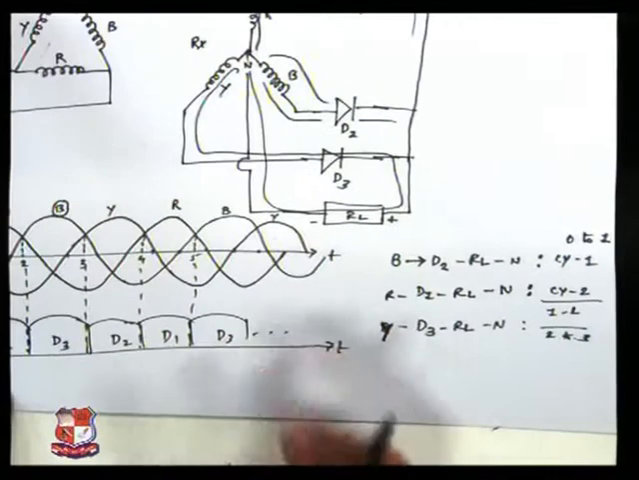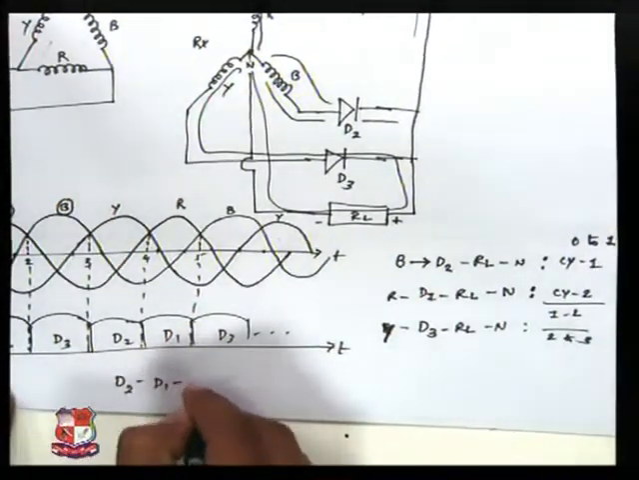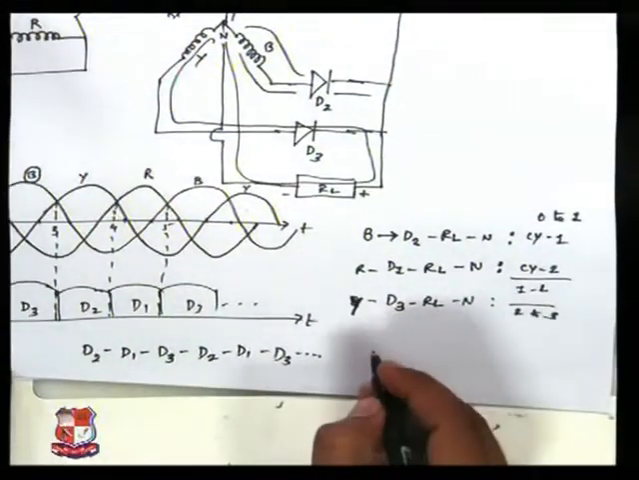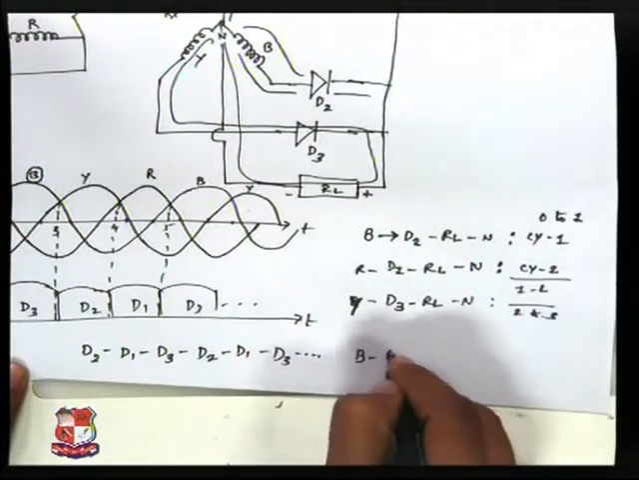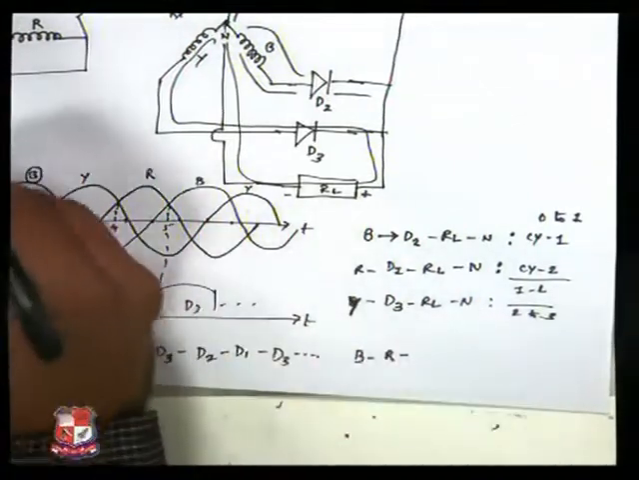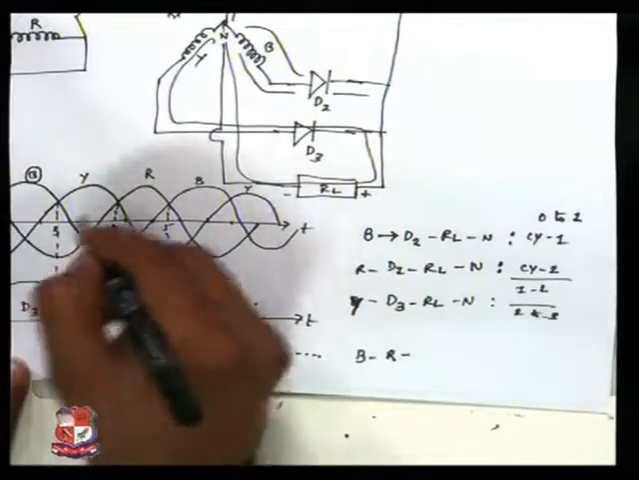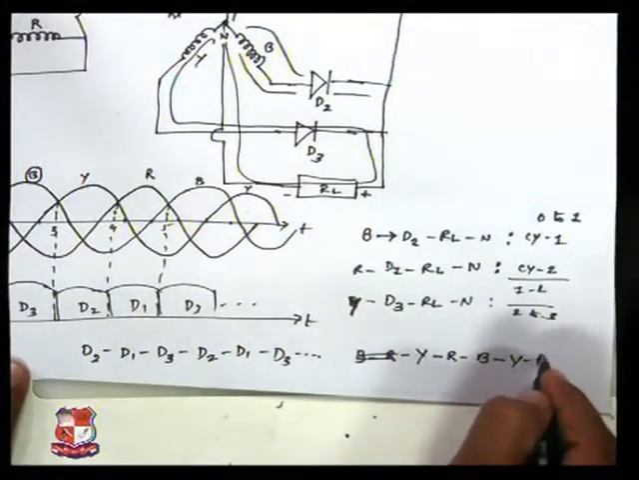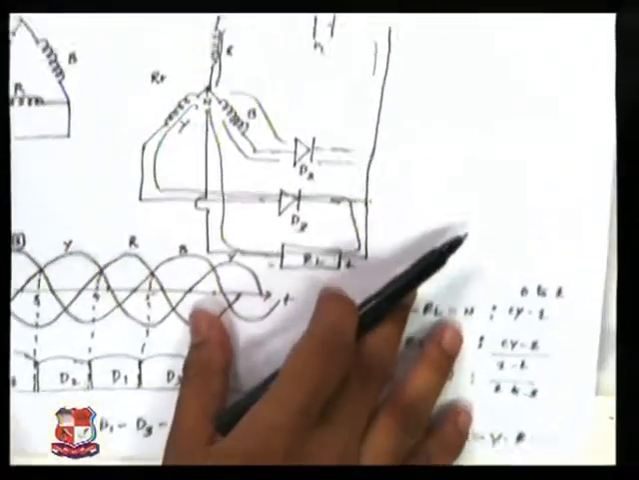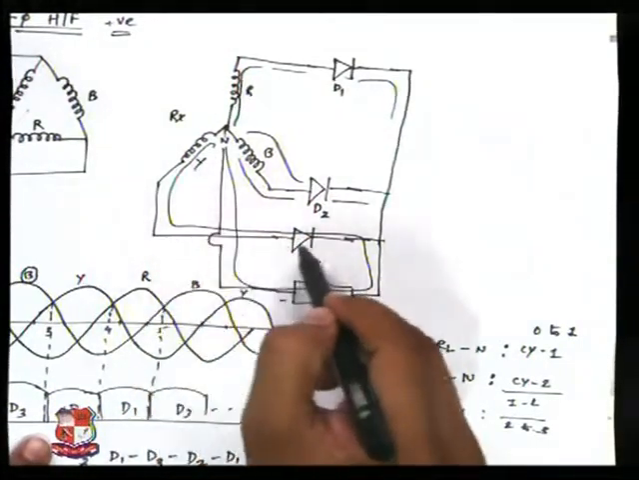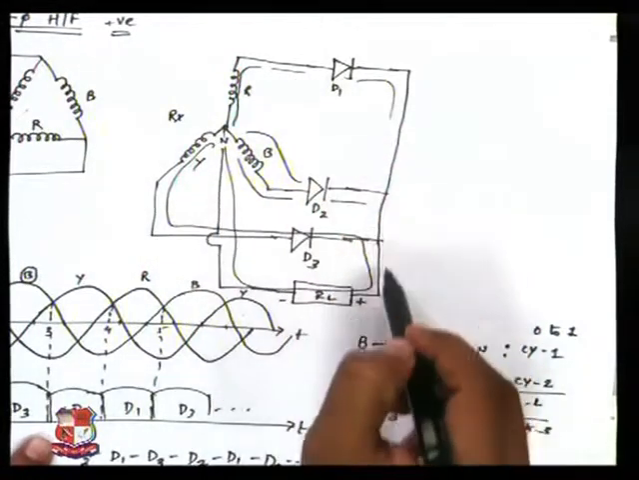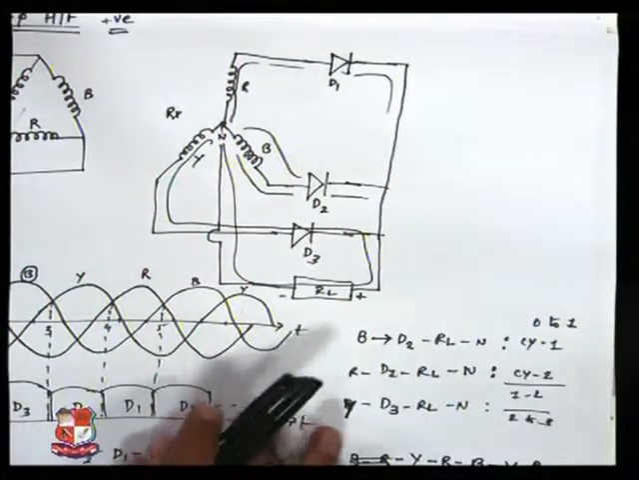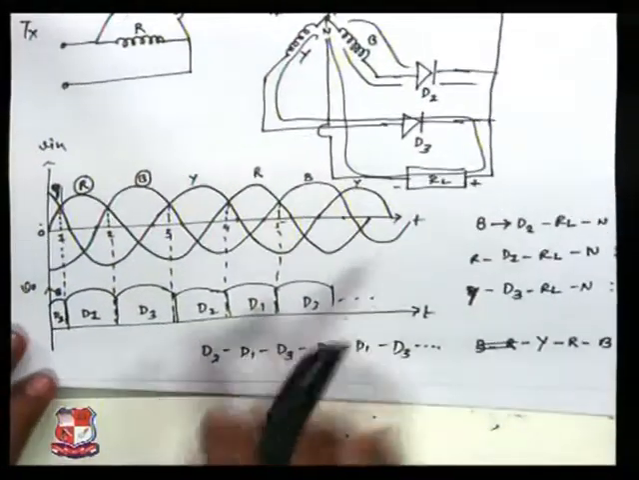So the sequence of the diodes is D2, D1, D3, D2, D1, D3 and so on, and the sequence of phases is Y, R, B, again Y, R, B. And the cycle of the current is like that, starting with Y, D3, RL, N, R, D1, RL, N, B, D2, RL, N. So this completes the 360 degree conduction period, and this is the 3-phase half wave rectifier, where you can find the output only for the half cycles.